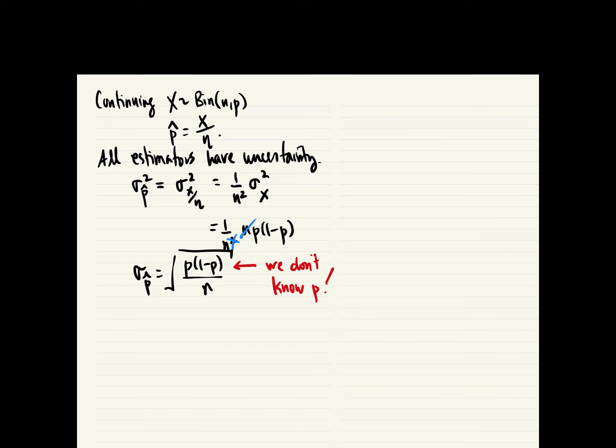Yeah, right. I know. That's what we're trying to estimate. Still, what does this show us? It shows us something really good. We don't know p, but we do know n. And no matter what p is, we can make the uncertainty of our point estimator as small as we want.